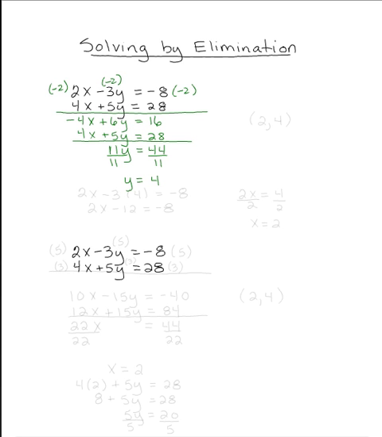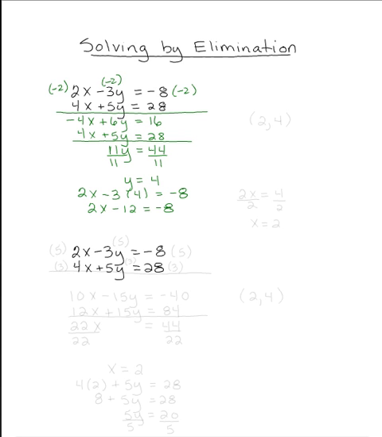Go back to your original equations. Pick one. Again, it doesn't matter which equation you choose. I'll pick the first one. And I want to solve for x. So I come over here and I have 2x minus 3y, but in this case we found y to be 4. So I'm going to substitute that in. Equals negative 8. Just writing the original equation. And then we solve. So I have 2x minus 12 equals negative 8.